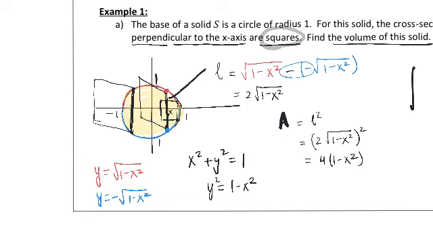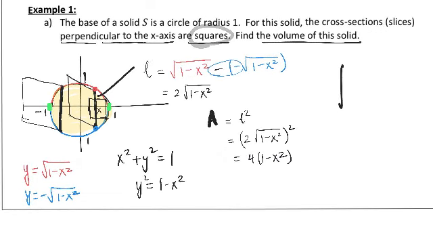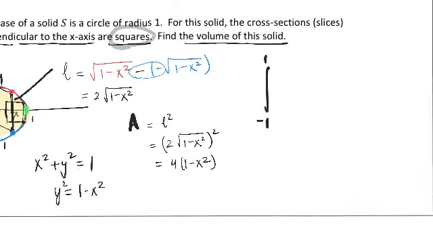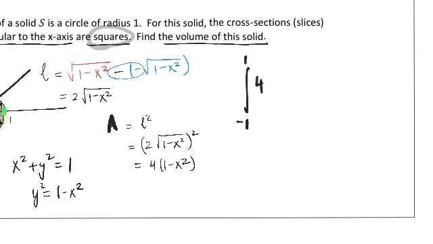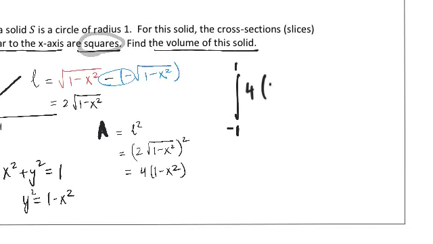Now the a and the b are these two ends of my circle, right? Because that's the x span. That's the place where my base is sitting from x equals -1 to x equals 1. And then I just integrate this area equation, 4 times 1 minus x squared dx.